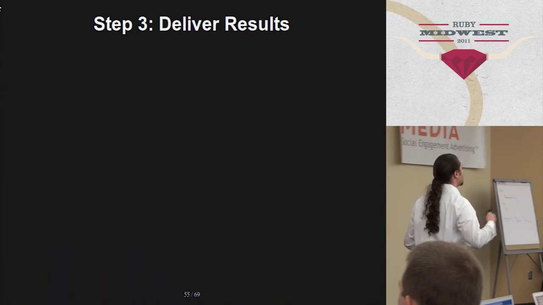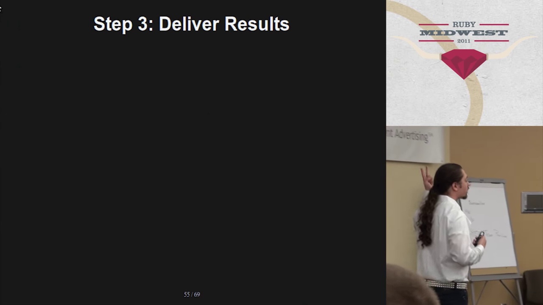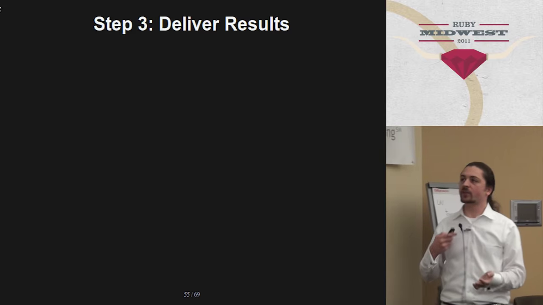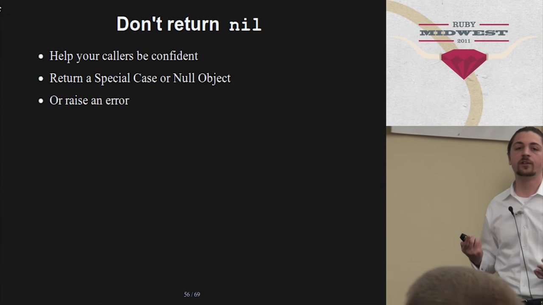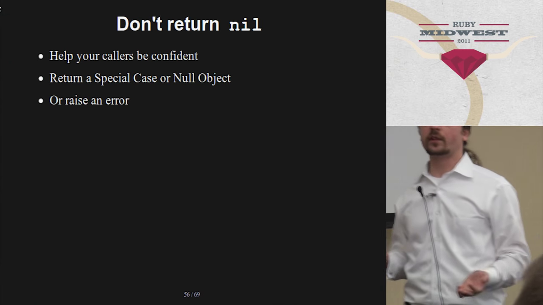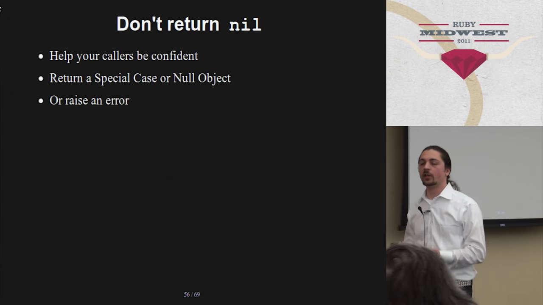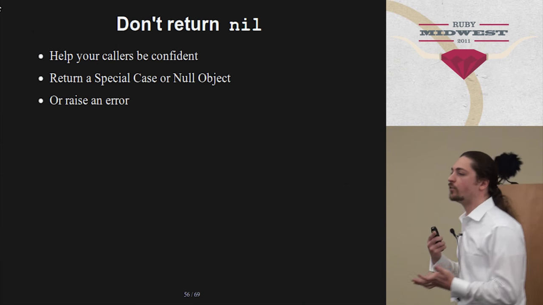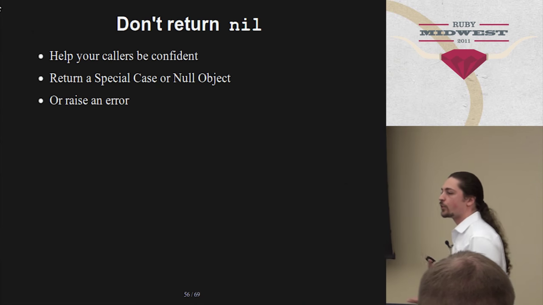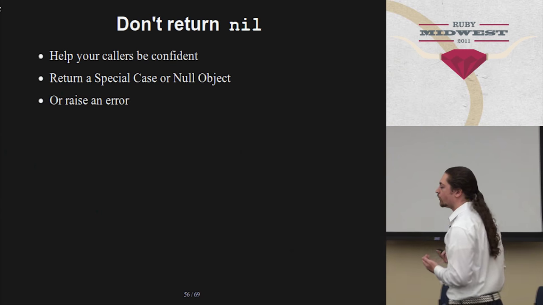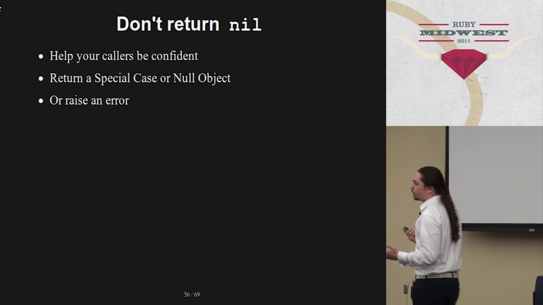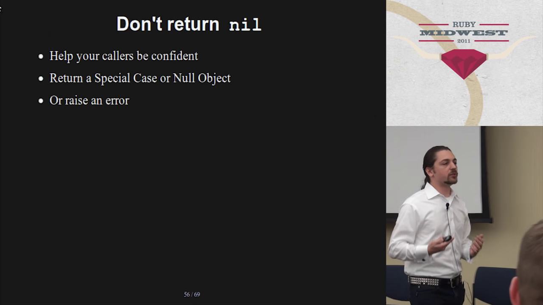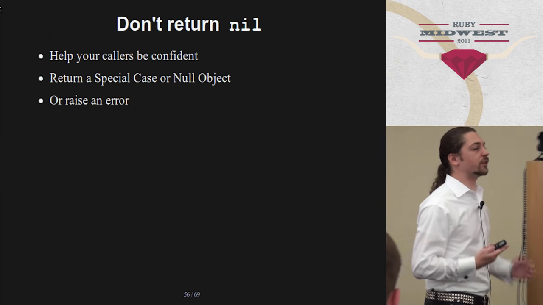All right, so step three, that was gathering input, performing work, now we're on delivering results. Don't have a lot to say about this point, except be kind to your callers. Don't make them deal with nil if they were expecting some other kind of value to come out of your method. If you can't return the object they were expecting, consider returning some kind of special case object instead. Or if there's no special case object that makes sense, raise an exception. But don't make them have to check for the nil case.